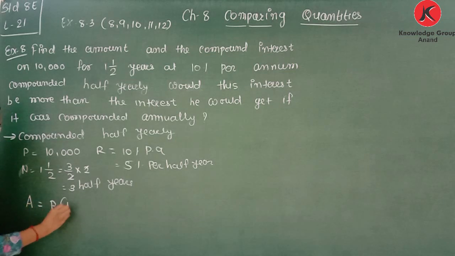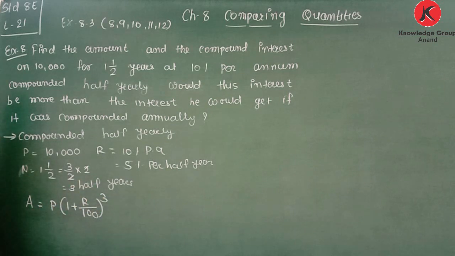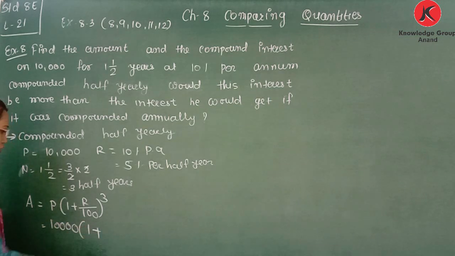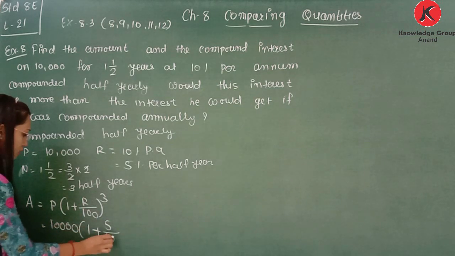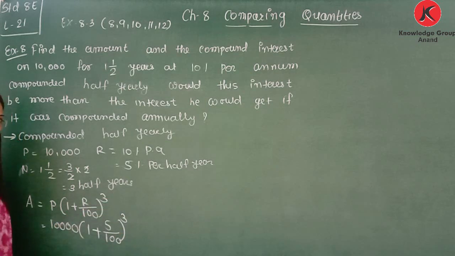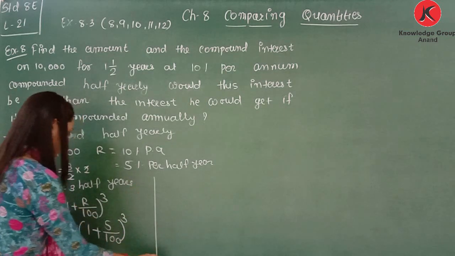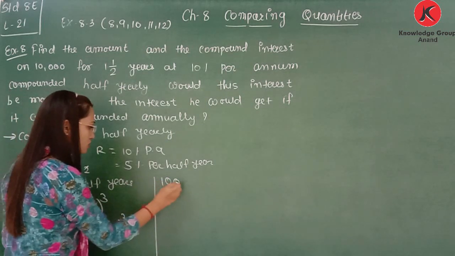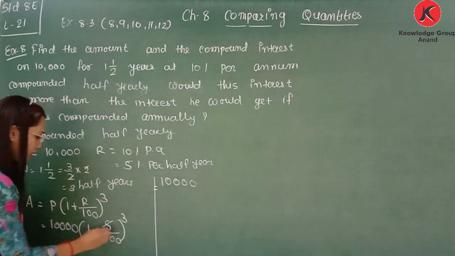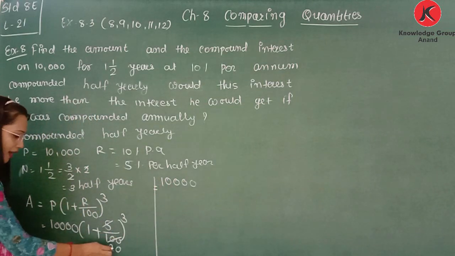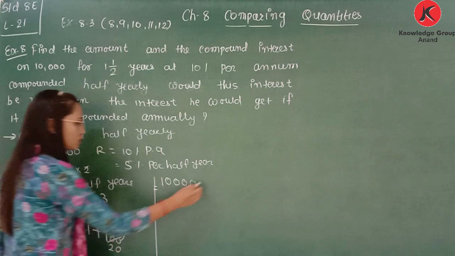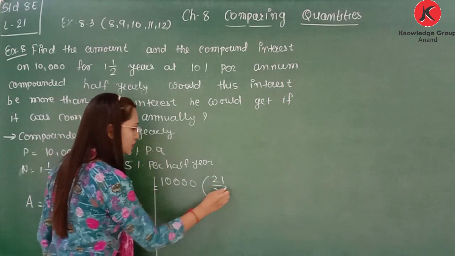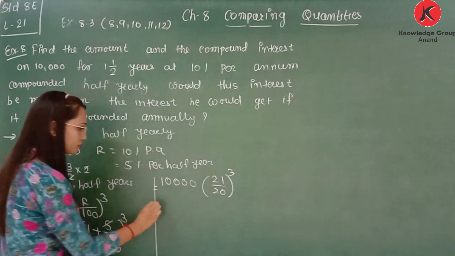Amount is equal to P times 1 plus R divided by 100, raised to N. Our principal value is 10,000, 1 plus rate of interest 5 divided by 100, raised to 3. Now here we can cancel out. So 21 is 20 plus 1, 21 by 20 raised to 3.